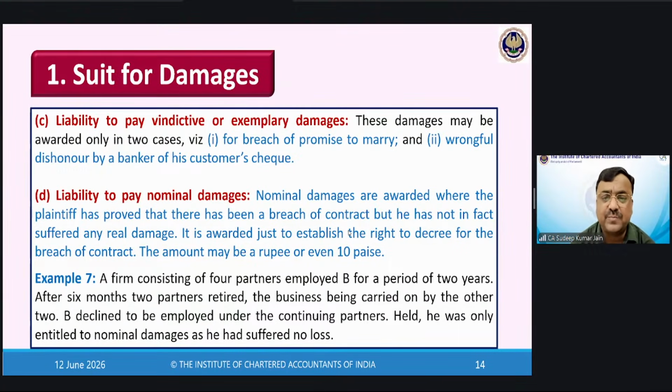Actually, the firm with 4 partners appointed Mr. B for 2 years, but after 6 months, 2 partners retired. Now the employee B is saying, sir, my appointment was made by 4 partners, but now only 2 partners remain, so I need compensation. But your salary is the same. You are getting the salary as per the contract. There is actually no financial loss to you, so you will get only nominal damages. Right? Please read this example.